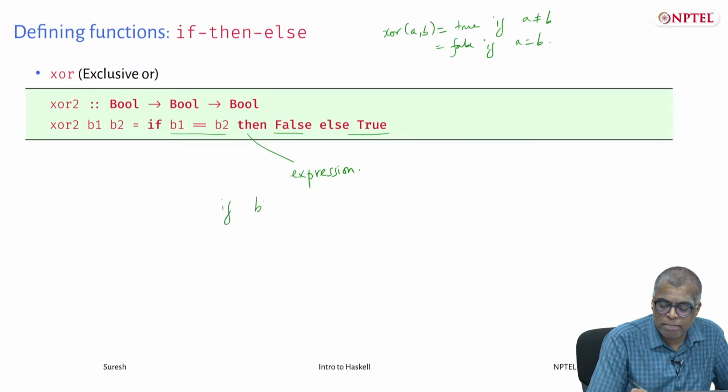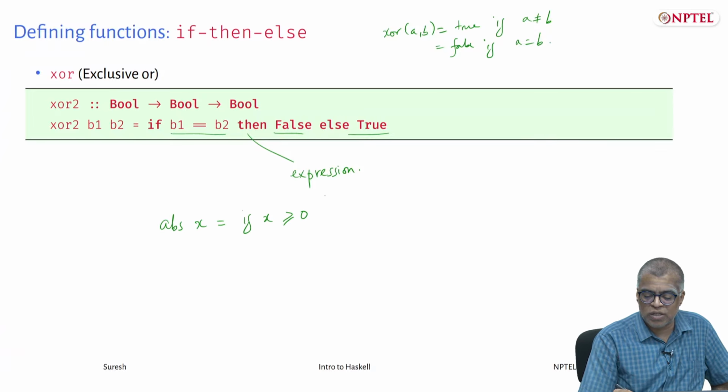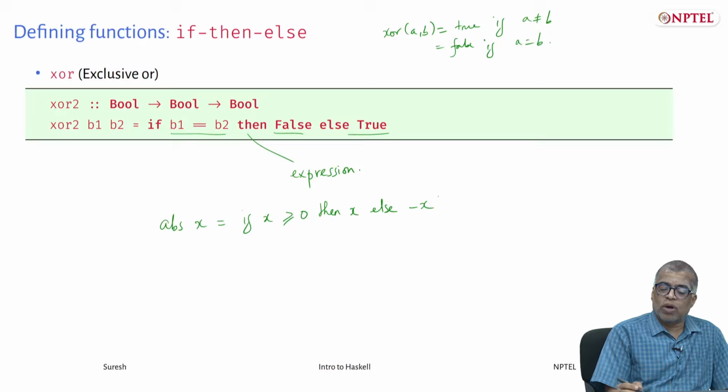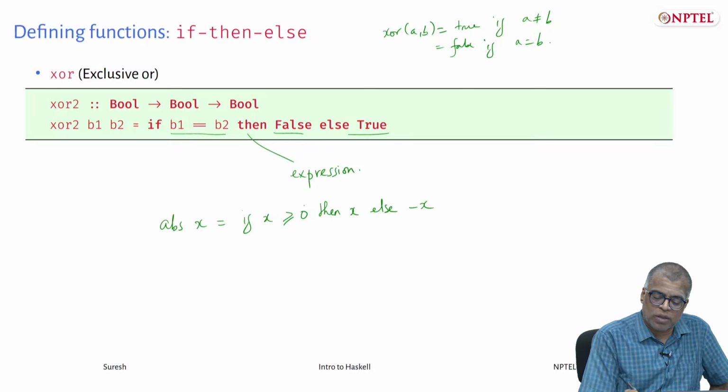If some Boolean value, then so you might want to say something like the absolute value of x. If x is greater than 0, then x, else minus x. Okay. So, this is an expression which, depending on some condition, will either give this value or that value.